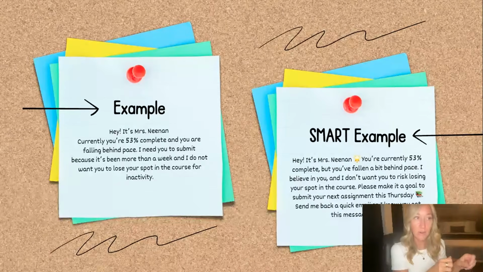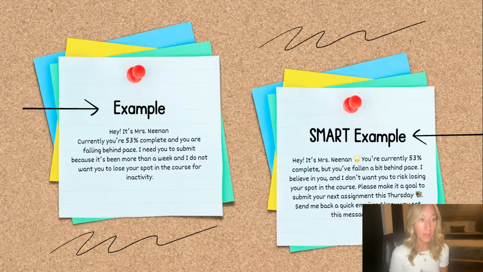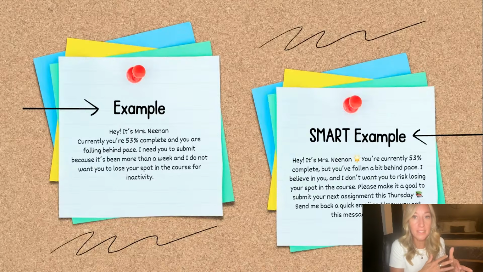So we look at this first example. Hey, it's Miss Neenan. Currently, you're 53% complete and you're falling behind pace. I need you to submit because it's been more than a week and I do not want you to lose your spot in the course for inactivity. It's okay, right? There's nothing super wrong with this, but let's look at the smart messaging.